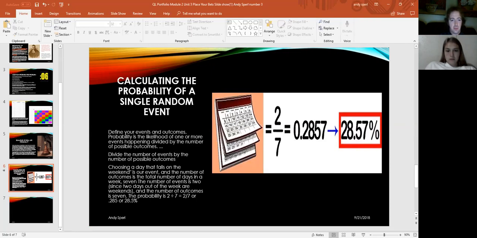Now the number of events is 2, since 2 days out of the week are weekends. And the number of outcomes is 7. So we're going to take 2 divided by 7, which equals 2 over 7, or 0.285, which also gives us a percentage of 28.5% for this problem.